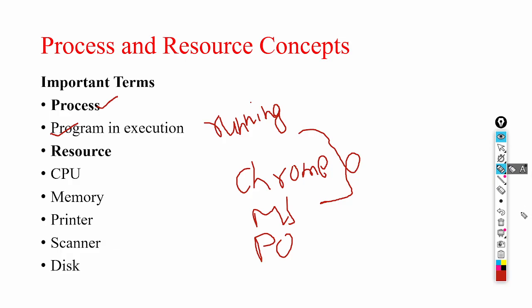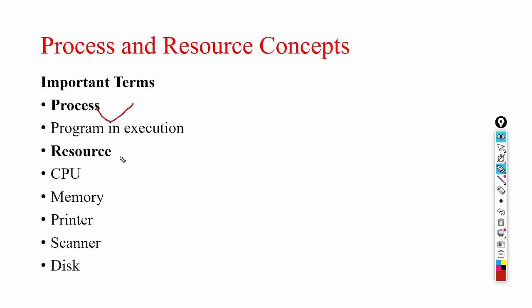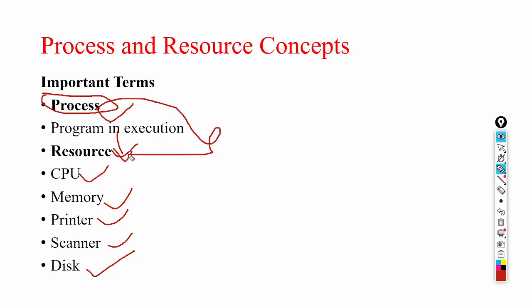What is the second term? The second term is resource. Resources are things required by a process to complete its work. For example, CPU, memory, printer, scanner, and disk space. If you want to perform any process, the process needs resources to complete the particular task. When multiple processes require the same resource, deadlock becomes possible.